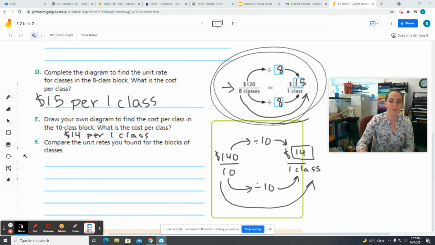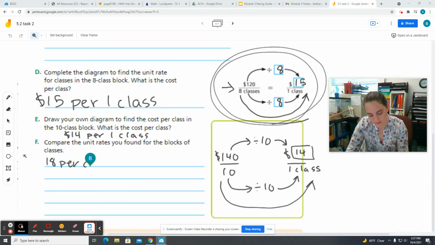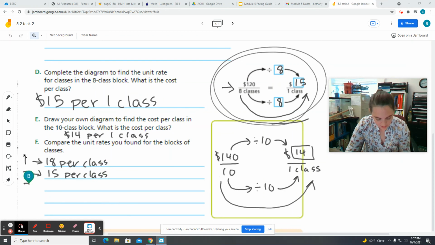Okay, now our last question is compare the unit rates you found for the blocks of classes. So for this one, let's see here. Compare the unit rates you found for the blocks of classes. Well, when we compare them, okay, we have for the smallest block, $18 per class. For the second block, it's 15 per class. And for the third block, it's 14 per class.